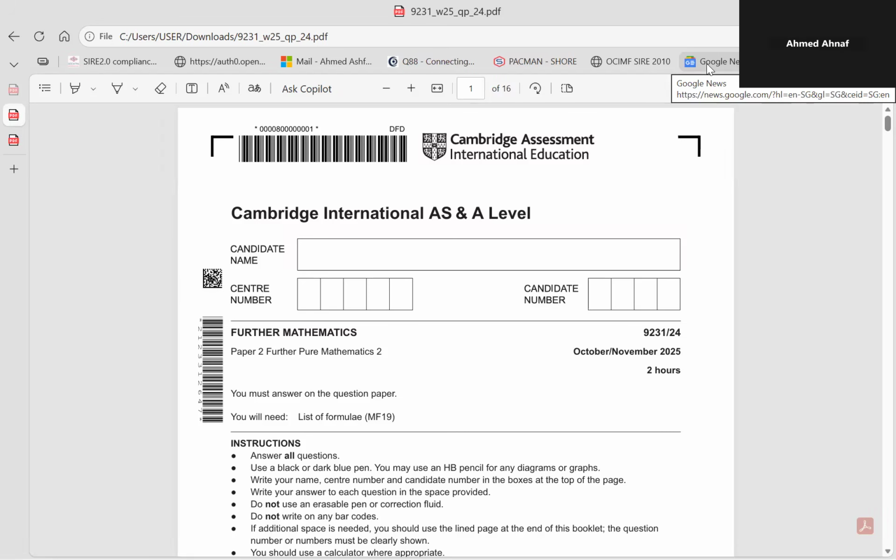Hi. In this video, we're going to be doing A-level Further Maths 9231, paper 24, for Pure Maths, October/November 2025. This paper is 2 hours long.